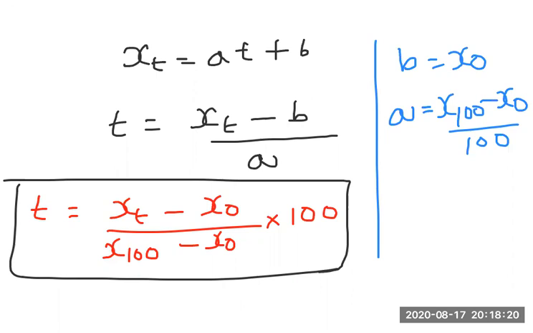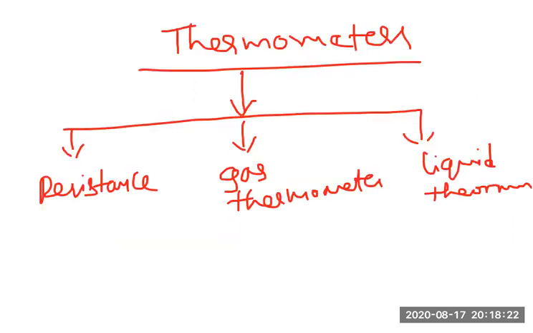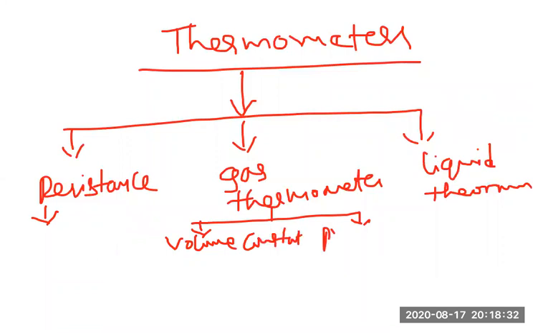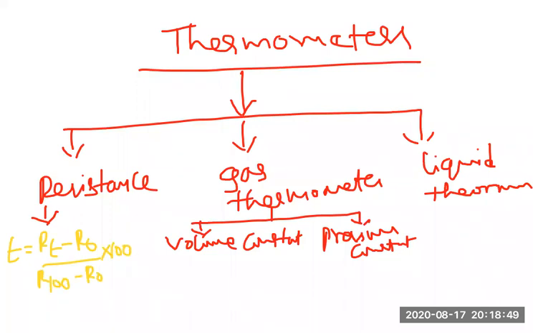We have mainly three types of thermometers, as we told. This is the resistance thermometer. The gas thermometer again consists of two types: the volume constant gas thermometer and the pressure constant gas thermometer. Mainly we will be using this one. So here T is related to resistance: (Rt - R0)/(R100 - R0). This is how resistance varies with respect to temperature.